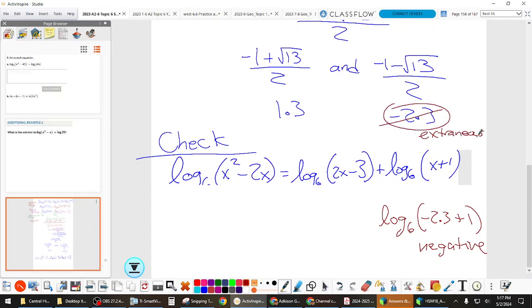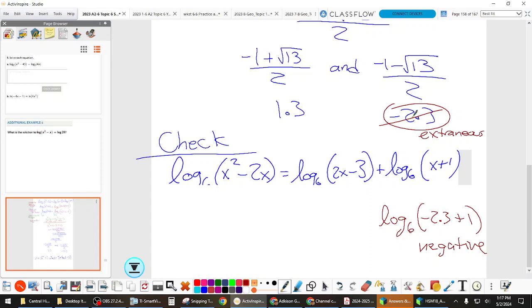Do you see how we didn't plug it in for all the x's and go check everything? Just be strategic about where you stick that x. Because I know this one's going to be negative if I plug in negative 2.3, and so I've already kicked it out. It doesn't work in there, so it doesn't work at all.